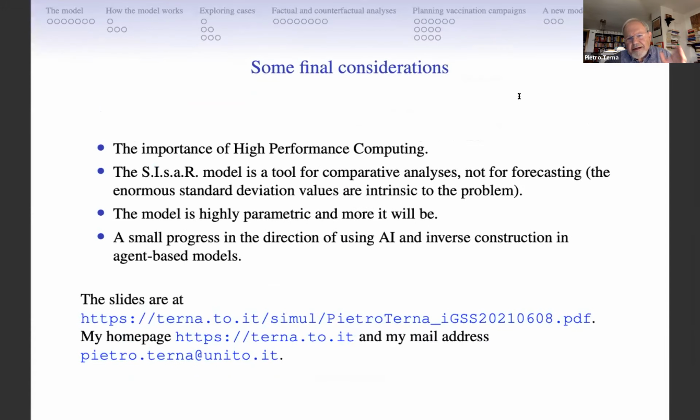Concluding, I underline the importance in this case of high performance computing to run batches and to run genetic algorithms. We are time expensive. The model is especially prepared for comparative analysis. It's quite difficult to be sure of prediction in this kind of events, the spread of an infection. The model is highly parametric, and we hope to have been making a small progress in the regression of the whole of the workshop we are participating in.